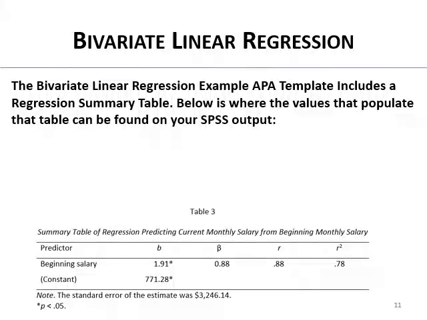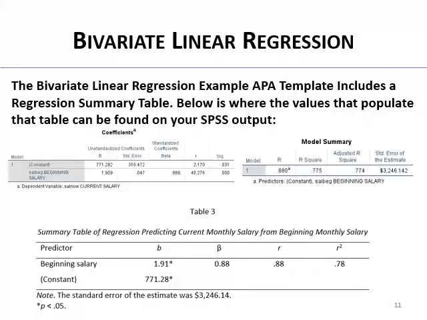So there's a table called Table 3, and it's a summary table of your regression analysis. And the stuff that goes in there comes from two tables, the coefficients table and the model summary table we talked about earlier. So that first row, beginning salary, you need B's, betas, R, and R squared. And below the table, you need your standard error of estimate. So where does that stuff come from?